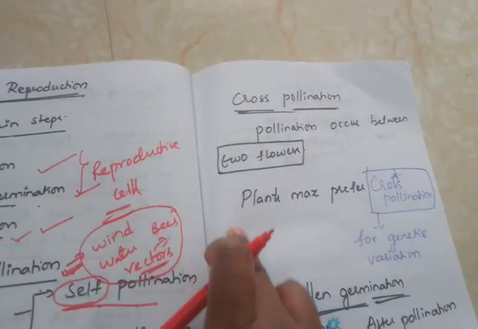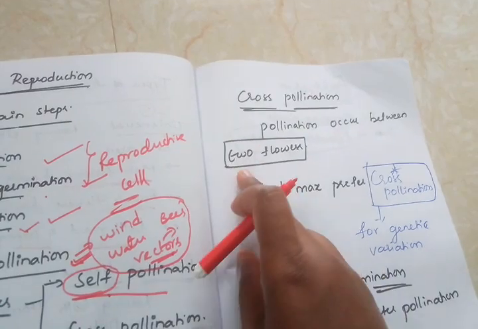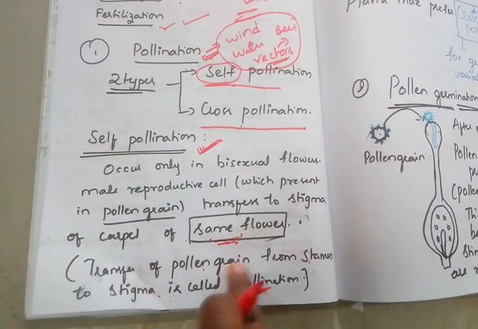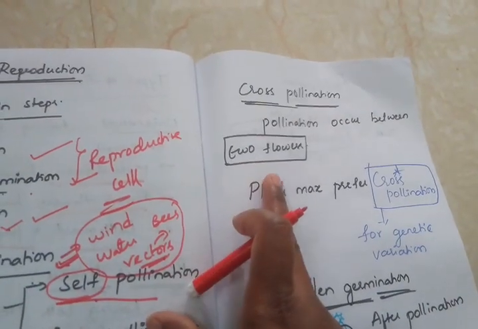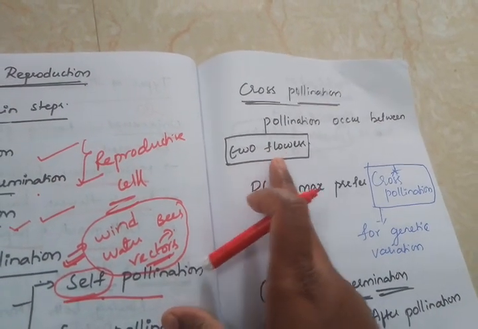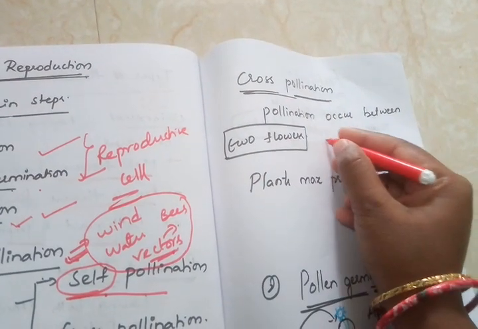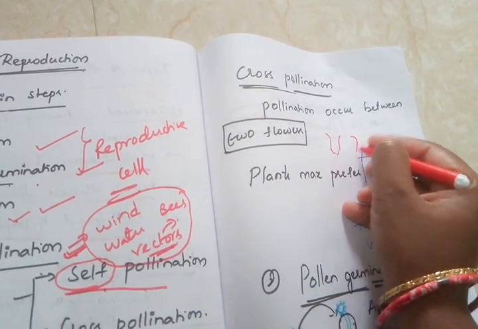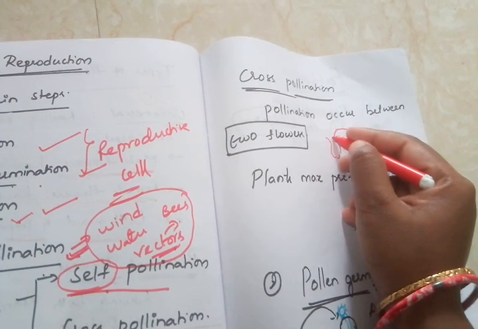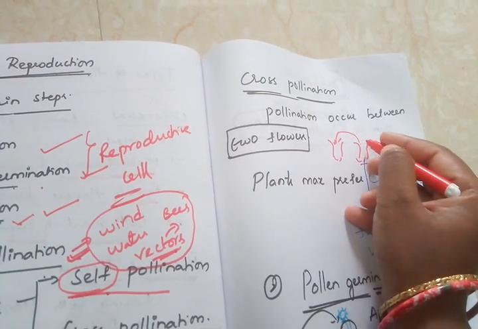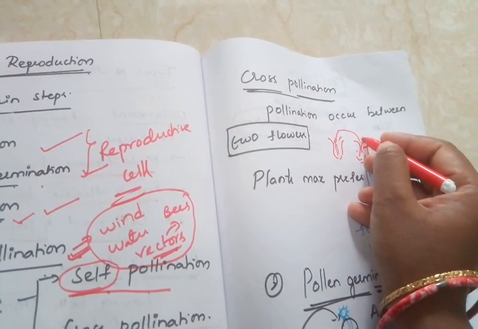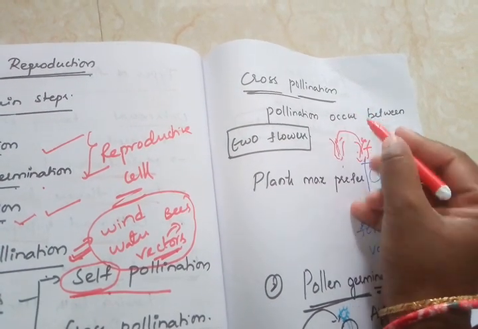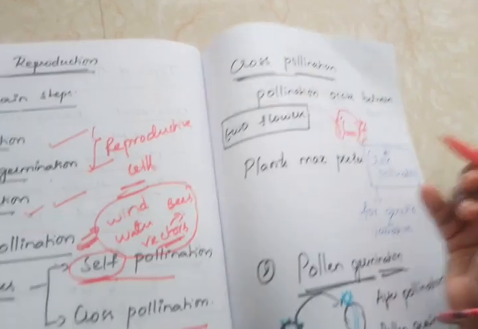Come to cross-pollination. If the pollination occurs between two flowers, pollination we already discussed, the transfer of pollen grain from stamen to stigma, if the stamen and stigma belong to two flowers, then that is called cross-pollination. If the pollen grain transfers from the stamen of one flower to the stigma of another flower, then that is considered cross-pollination. It occurs between two flowers.